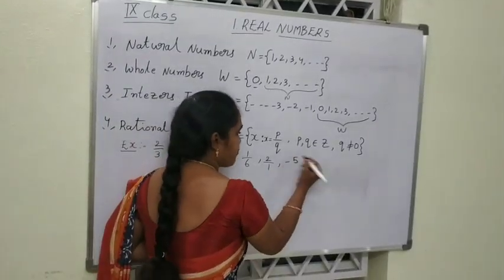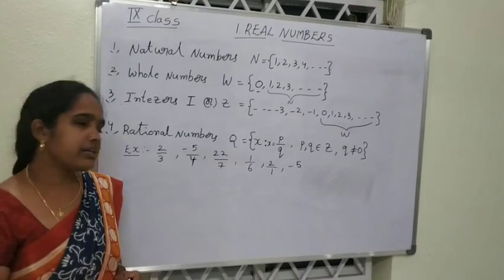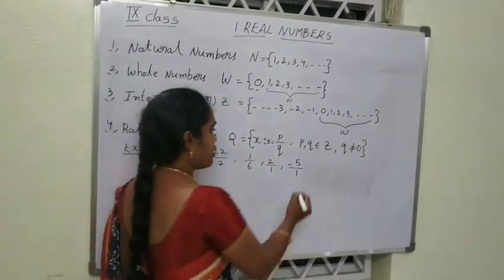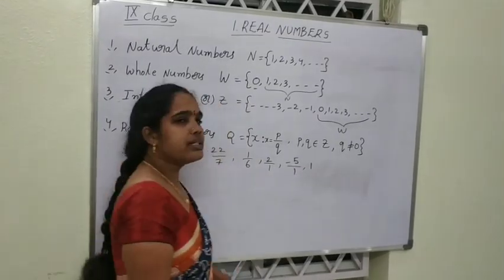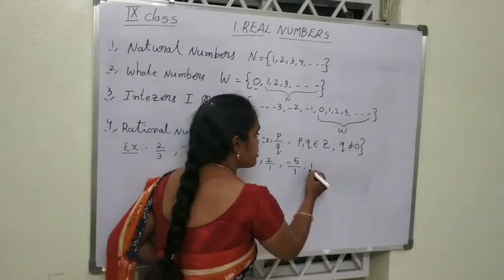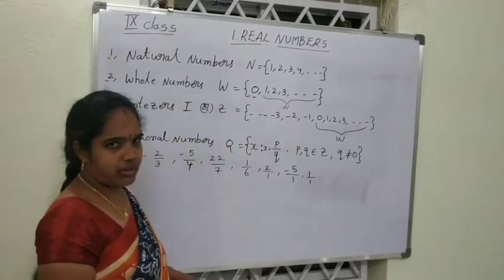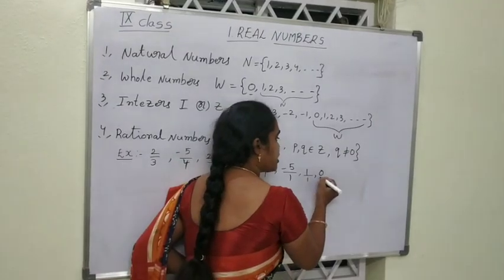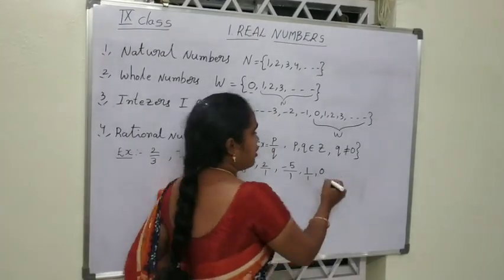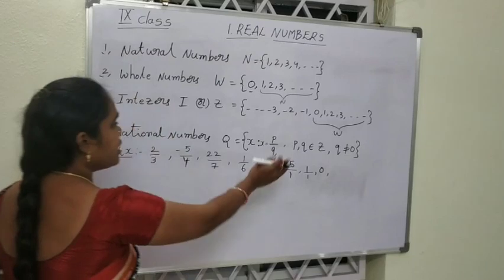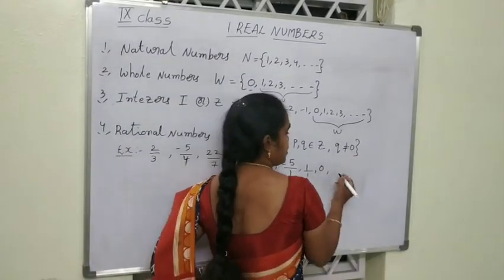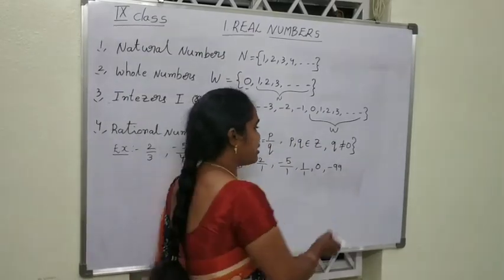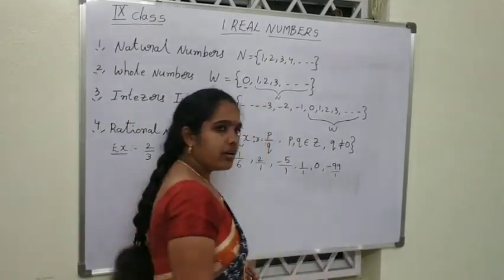Suppose minus 5. Is it a rational number? Yes, because we can write minus 5 by 1. Next, 1. Is it a rational number? Yes, because we can write 1 by 1. Next, 0. Is 0 a rational number? Yes, because we can write 0 by 1. Like that we can write so many examples. Suppose some other negative integer you take, minus 99. Is minus 99 a rational number? Yes, because minus 99 by 1.